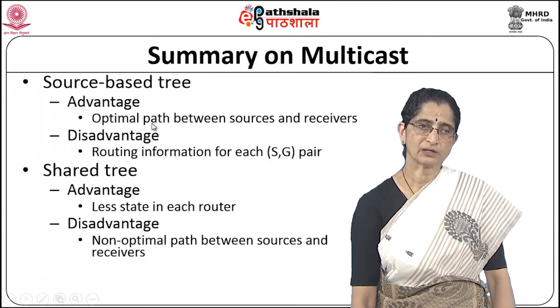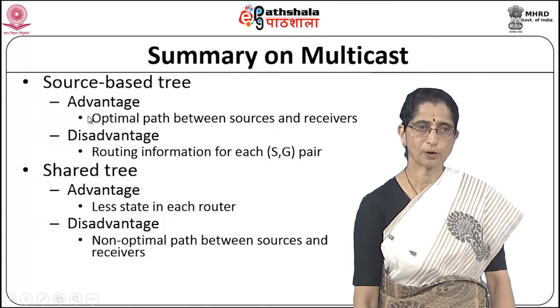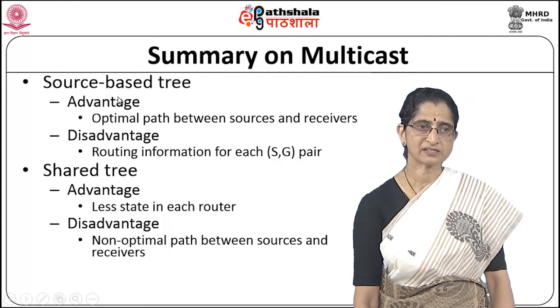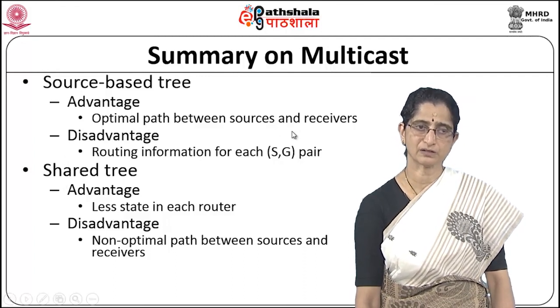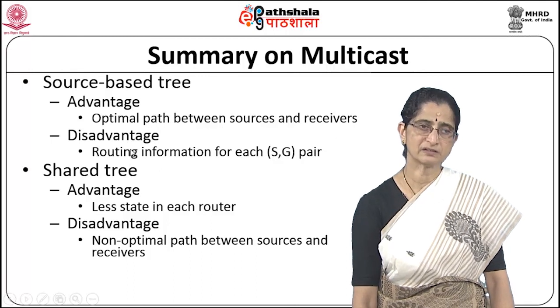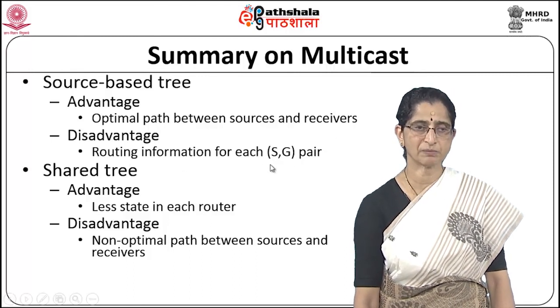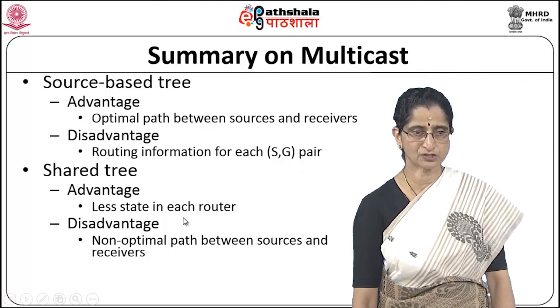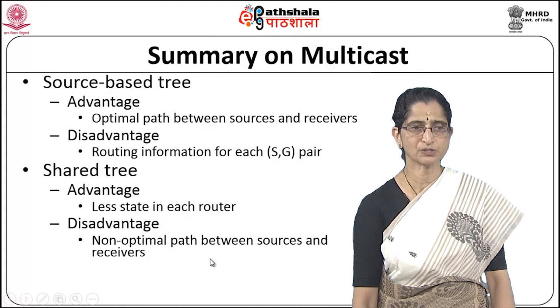Okay. So to summarize on multicast, there are two options that we have. One is a source-based tree and the other is the shared tree. Source-based tree has the advantage that optimal paths between sources and receivers can be set up, but the disadvantage is that the routing information has to be maintained for each S comma G pair. Shared tree has the advantage of less state in each router, but a non-optimal path between sources and receivers.